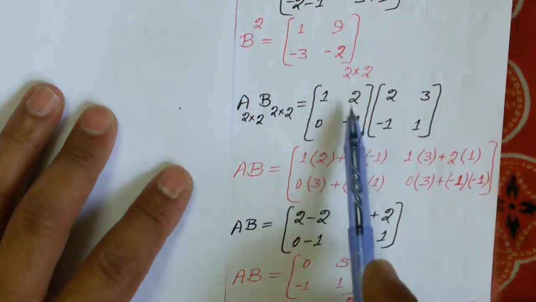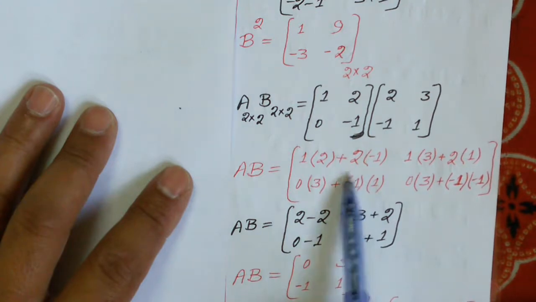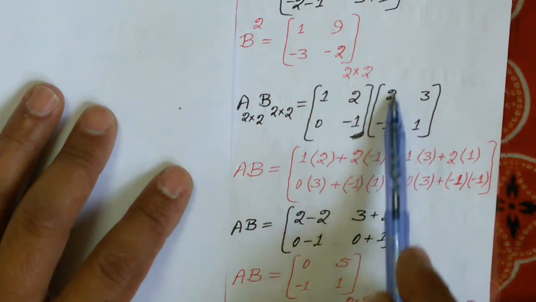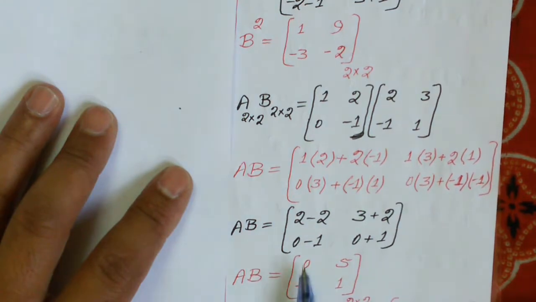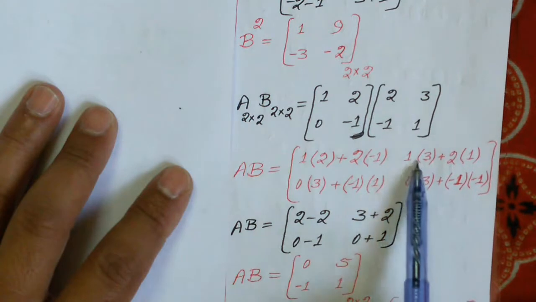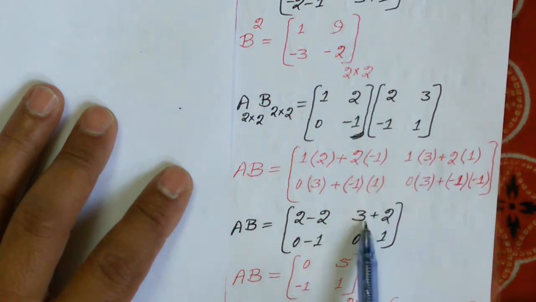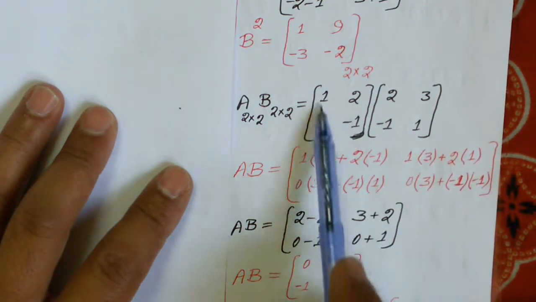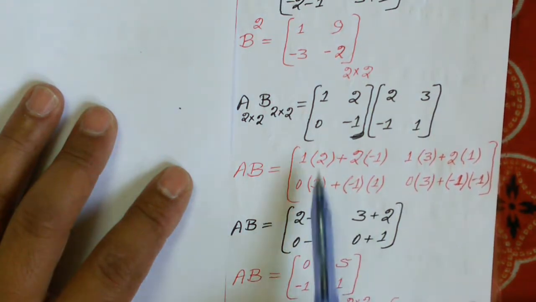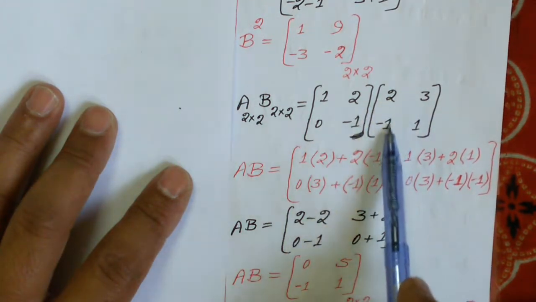Multiply the first row with first column. 1 multiplied by 2 plus 2 multiplied by minus 1. 2 minus 2, 0. Row is first, column is first. Multiply first row with second column. 1 multiplied by 3 plus 2 multiplied by 1. 3 plus 2, 5. Row is first, column is second.